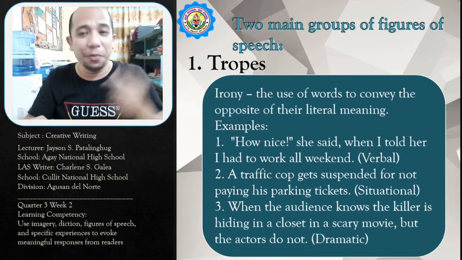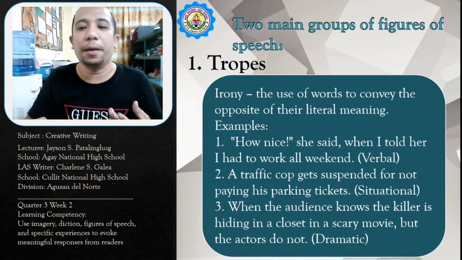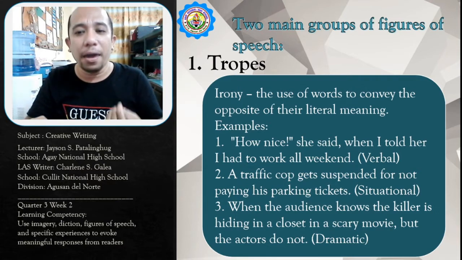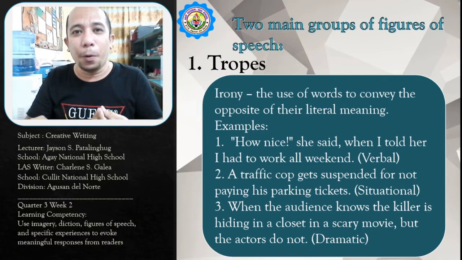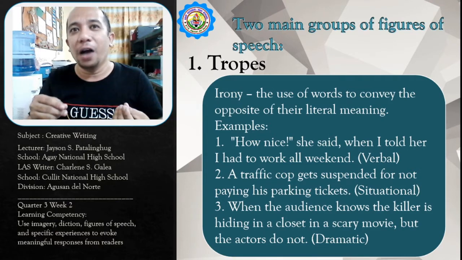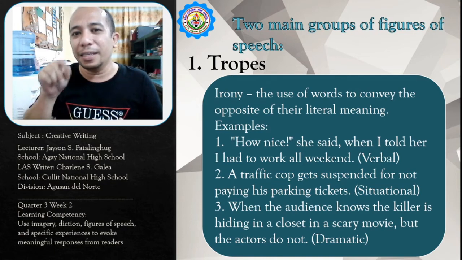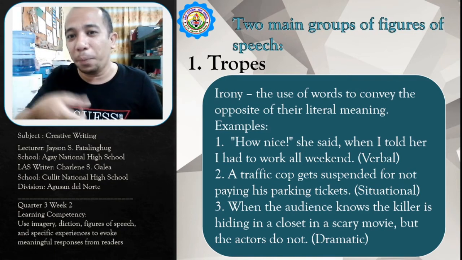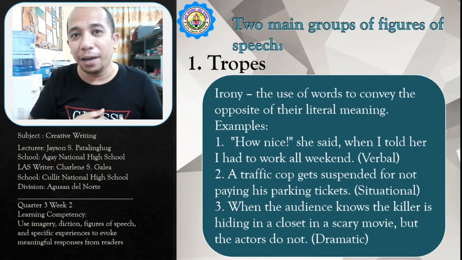Another example is what we call situational irony. A traffic cop gets suspended for not paying his parking tickets. Why is it irony? If we review the sentence, who is being given a ticket? Who is expected to pay a ticket? It says the cop. But actually, it's an irony.